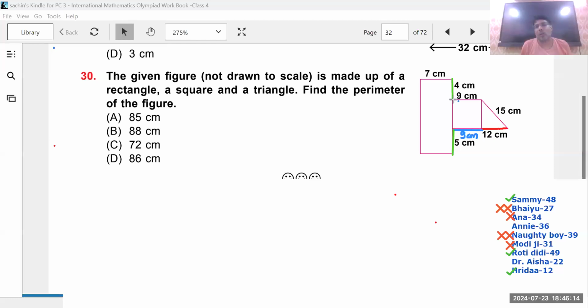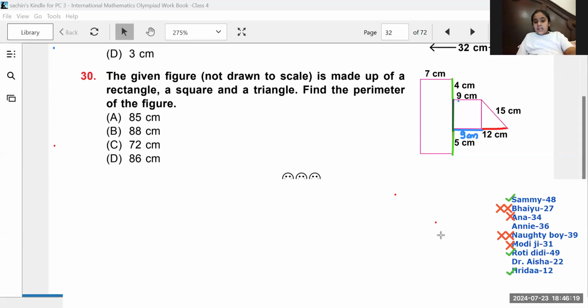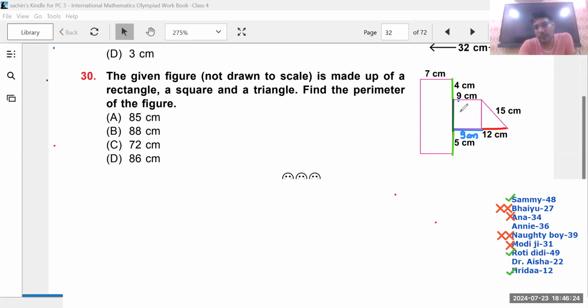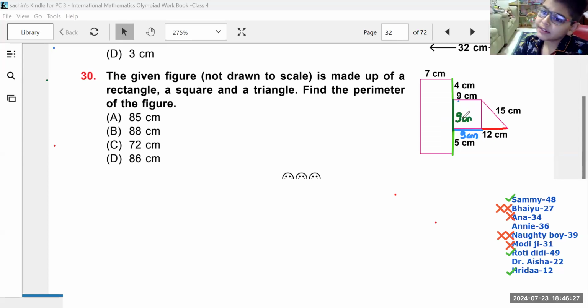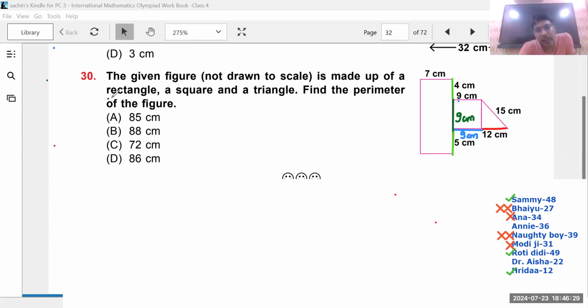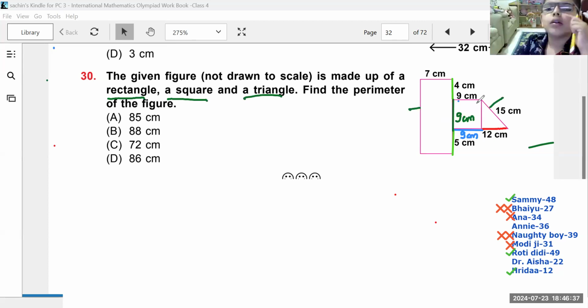So, Dr. Aisha, what will be the dark green side? Sir, the dark green side will be 9 centimeter. Yes, very good. Sir, but how do we know that it is a square? Because it is written that it is made up of a rectangle, a square, and a triangle. This is a triangle, this is a rectangle, this is a square. Oh. Sir, my mom came and she said, do it yourself. Then I thought if one side is a square's side, the other would be the same.